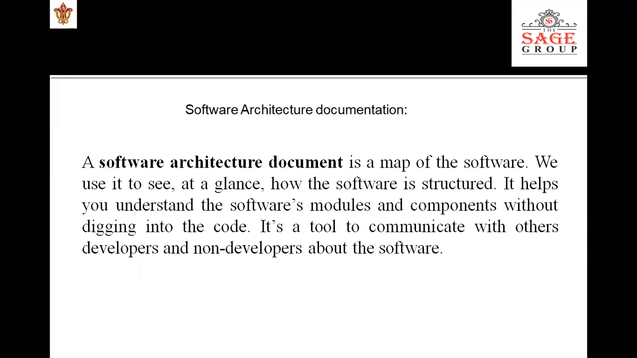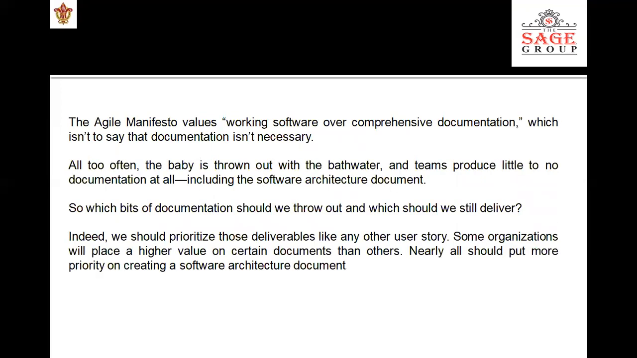It goes in both directions, right? From the developers' point of view and the non-developers' point of view, both are important aspects. Now, the agile manifesto values working software over comprehensive documentation, which is not to say the documentation is not necessary, but we should prioritize those deliverables. Like any other user stories, some organizations will place a higher value on certain documents than others. So nearly all should put more priority on creating software architecture documents.